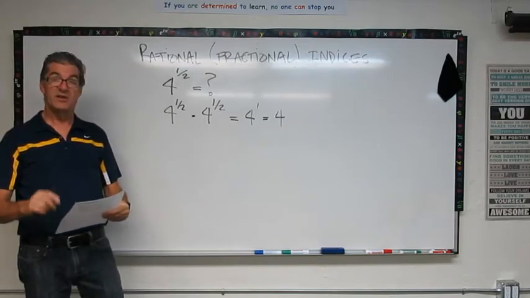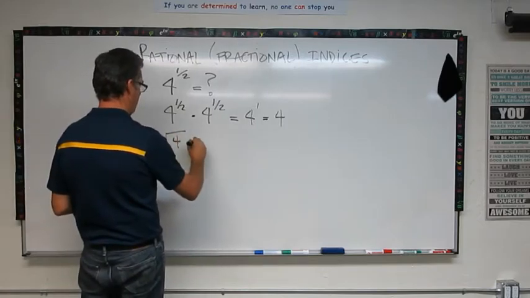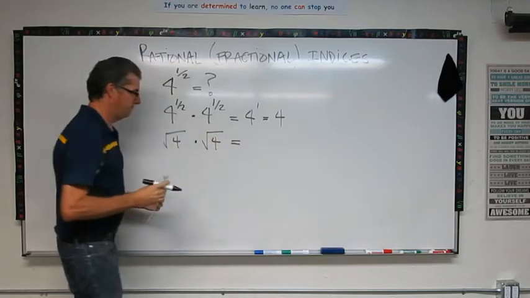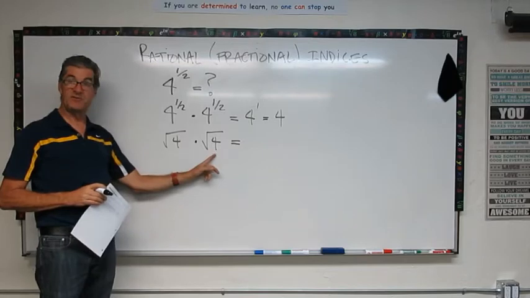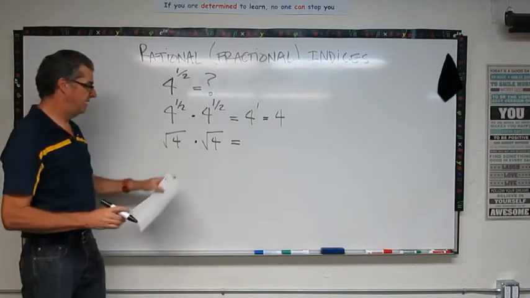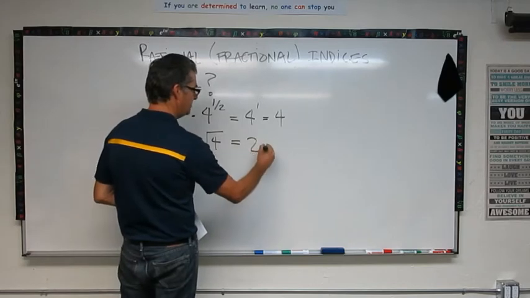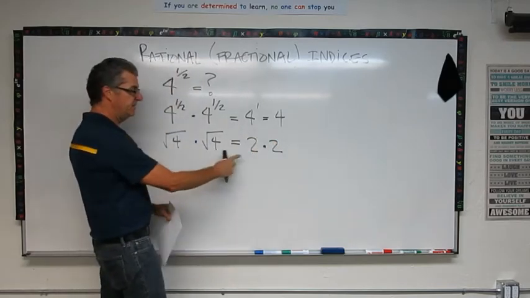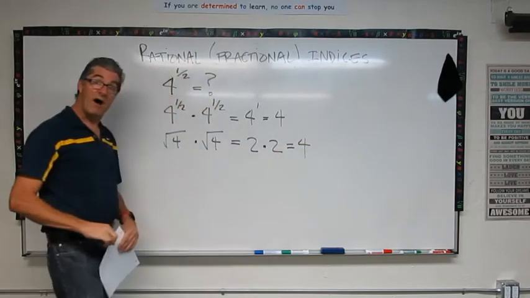Okay? Let's try something different. What might that be? Square root of 4 times the square root of 4. Let's take a look. We know what this is. This is just going to be 2 times 2, right? Square root of 4 is 2 in both cases. 2 times 2, so that ends up being 4 as well.